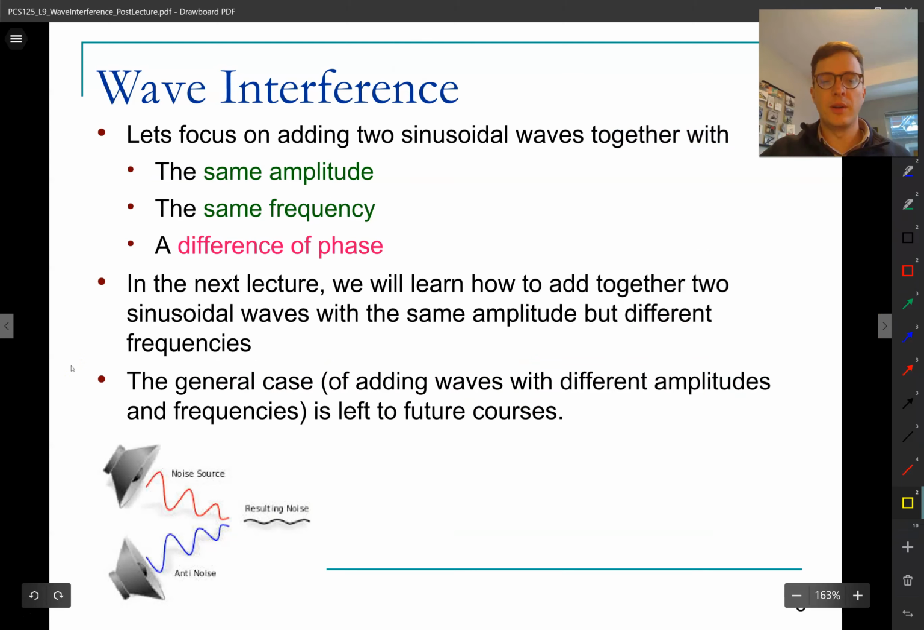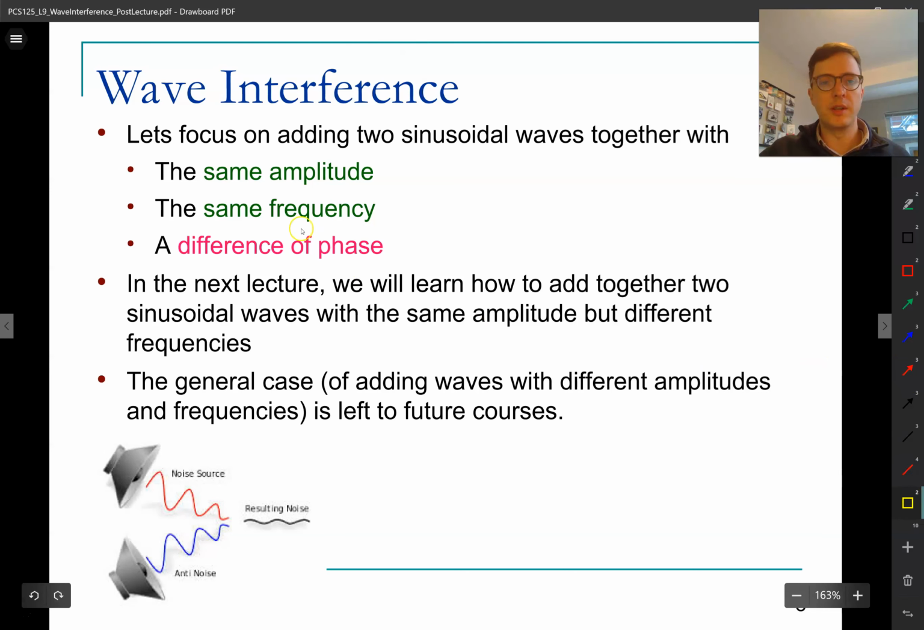Let's focus now on a particular case. I just showed pulses adding up, but let's talk about what happens if you add two waves together which have the same amplitude, the same frequency, but a different phase. Later on we'll learn how to add together sinusoidal waves which have the same amplitude but different frequencies. And then the general case, which has different amplitudes and different frequencies, is going to be in more advanced courses.